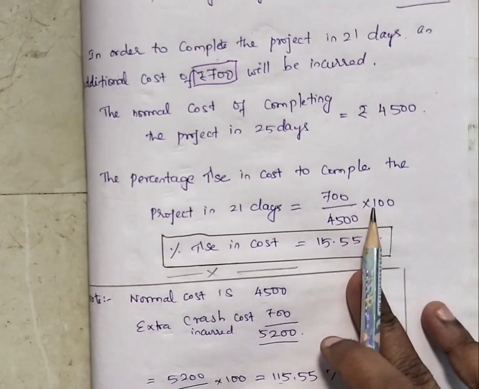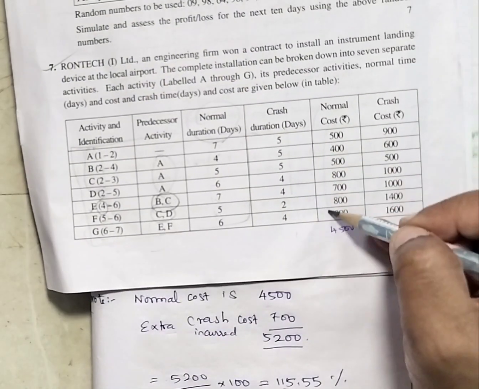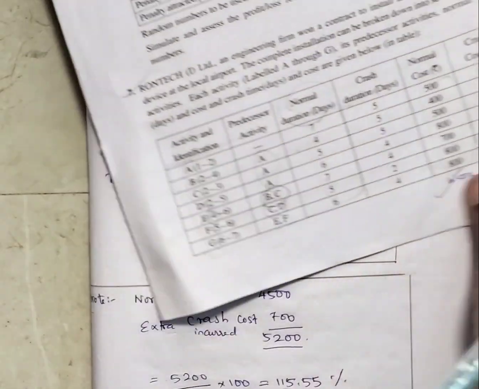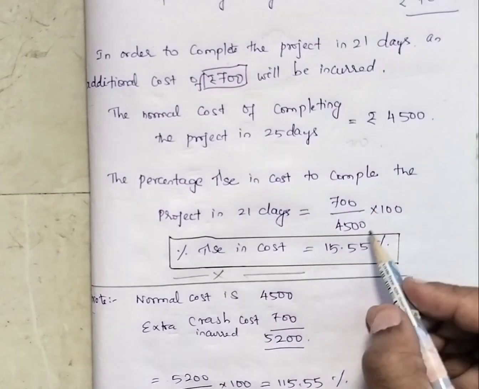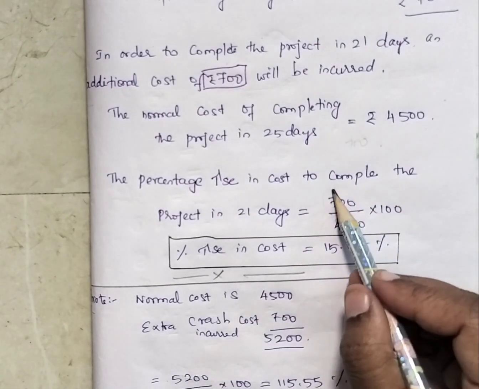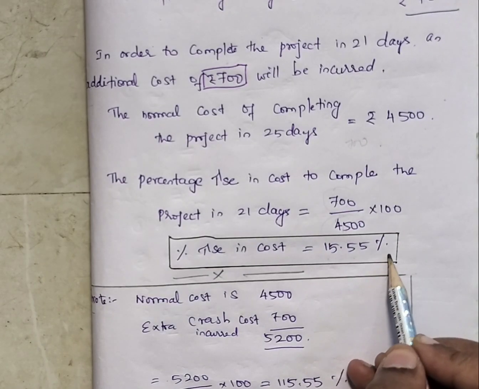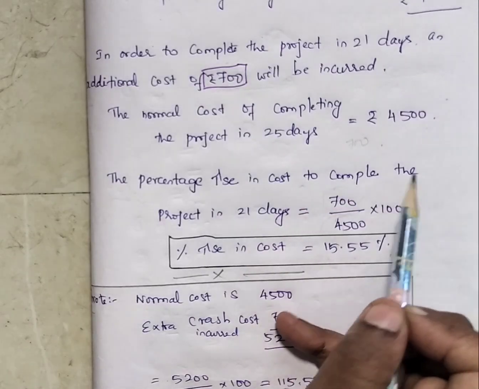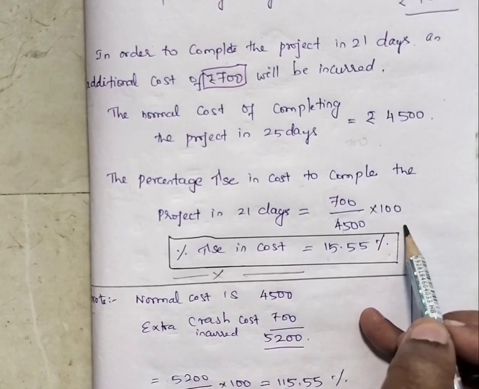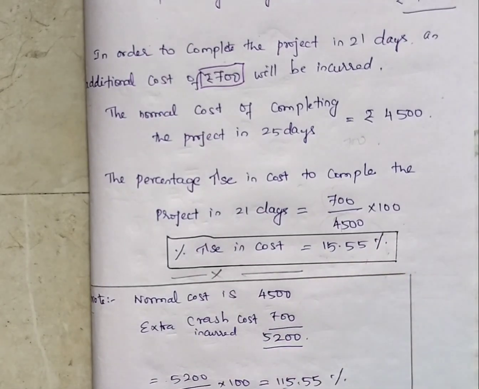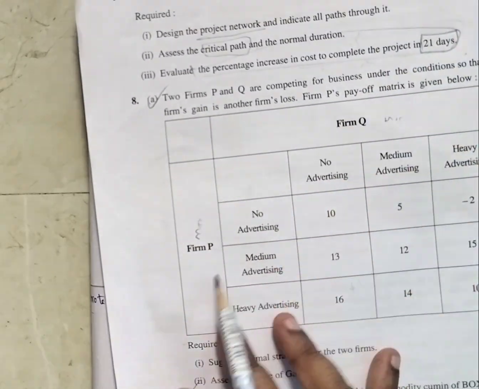Okay, so the normal cost of completing the project in 25 days is 4,500. But we incurred 700 rupees more on top of the 4,500 rupees. So the percentage increase is 15.55%. The percentage increase in cost to complete the project in 21 days is 700 divided by 4,500 into 100. Okay, this is the percentage. That percentage we have also found out. We have found the percentage of increase.